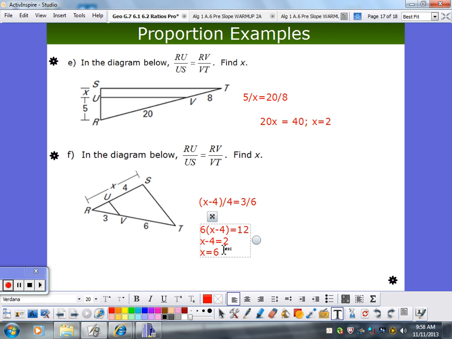I just divided by 6 first. If you want to distribute, you could. That's fine too. But you can find them. And again, read questions carefully because maybe they want you to find, well, what is RU? What is RU too? So you have to read the question carefully. What else do we have here?